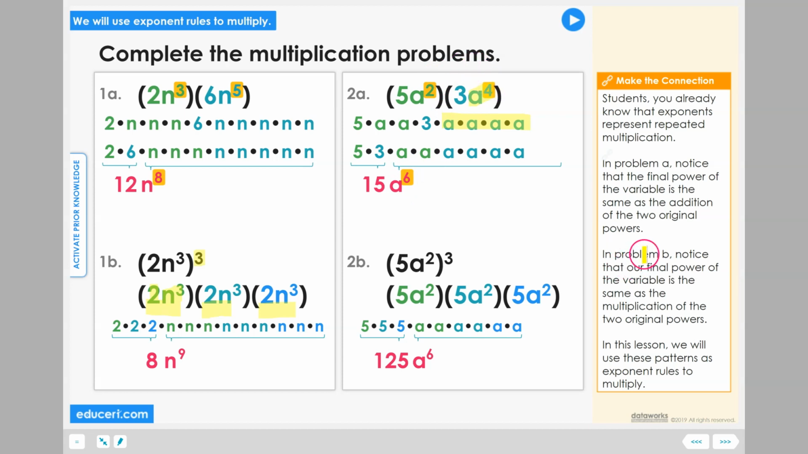In problem B, notice that our final power of the variable is the same as the multiplication of the two original powers. N to the 9th power, 9 is the same as 3 times 3. A to the 6th power, 6 is the same as 2 times 3. In this lesson, we will use these patterns as exponent rules to multiply.